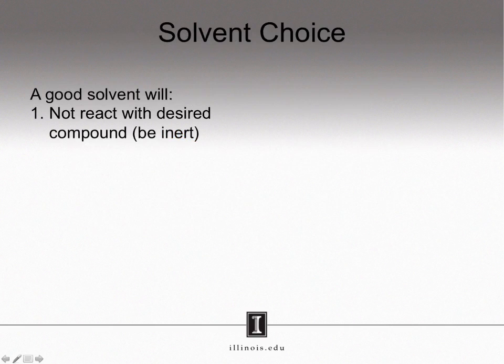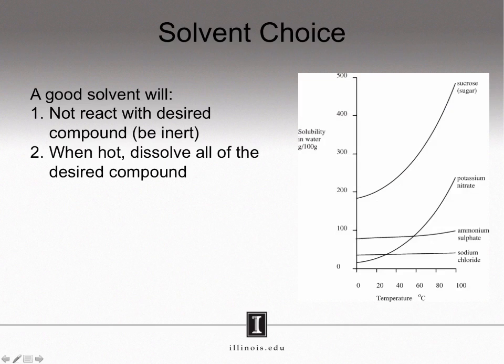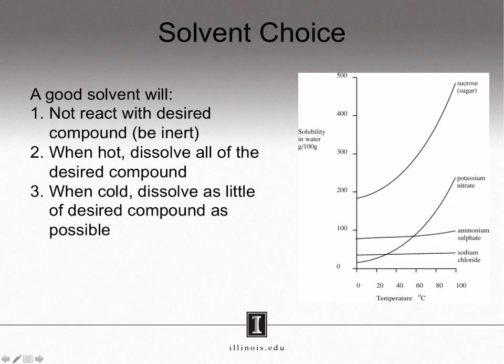There are a few criteria a solvent must meet in order to be useful in a recrystallization. First, the solvent cannot react with the compound. It must be what we call inert. Remember, in a recrystallization, no chemical reaction should occur. Second, your solvent should dissolve all of your compound when it is hot. It also must dissolve as little of your compound as possible when it is cold.